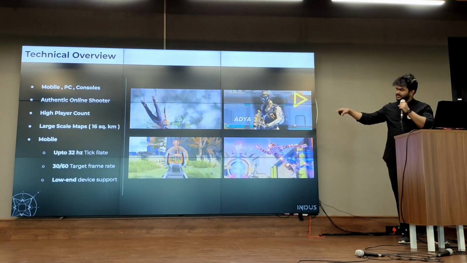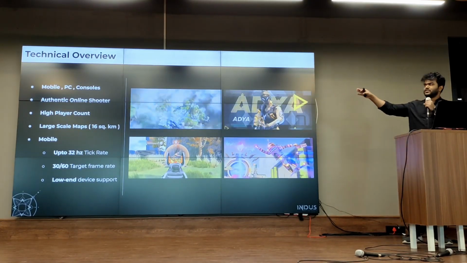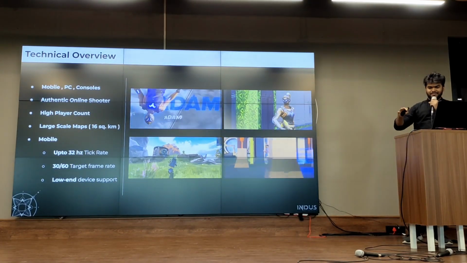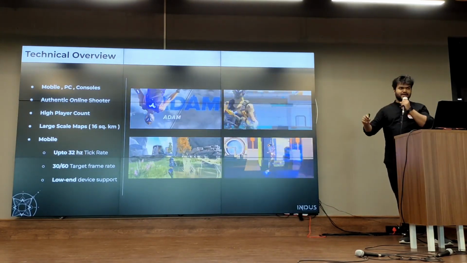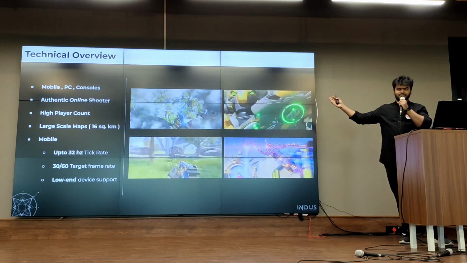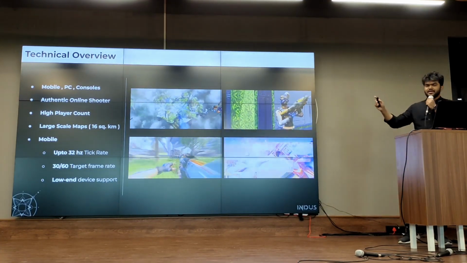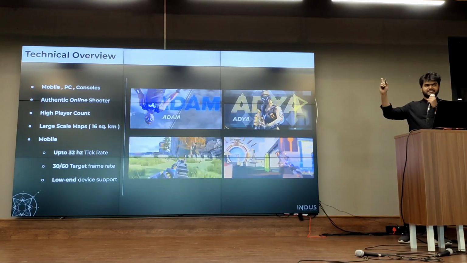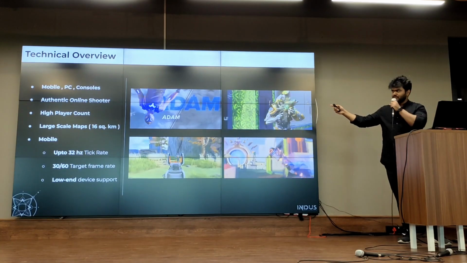So I will quickly cover what the tech spec of the game looks like. It's coming to mobile, PC and consoles sometime later this year. We'll have a soft launch of the game in select regions on mobile, and later, sometime next year, we are going to consoles and PC. It's an authentic online shooter, real-time multiplayer. It features a high player count, 60 to 100 players, large-scale maps and a super massive 16 square kilometer map.